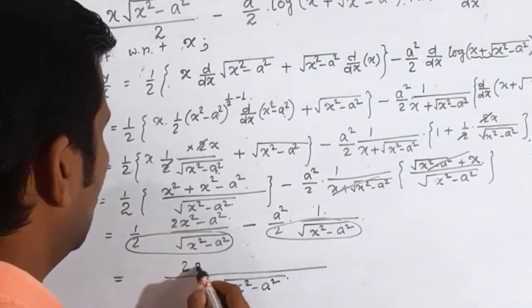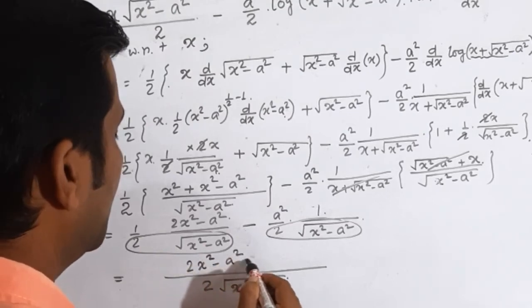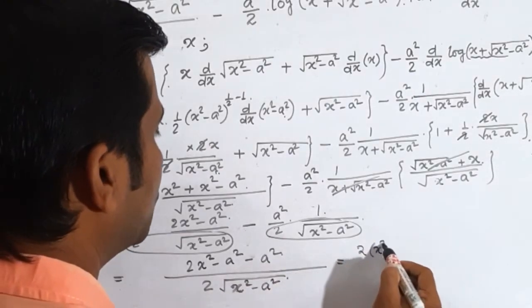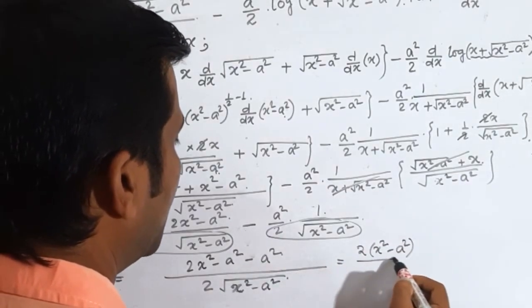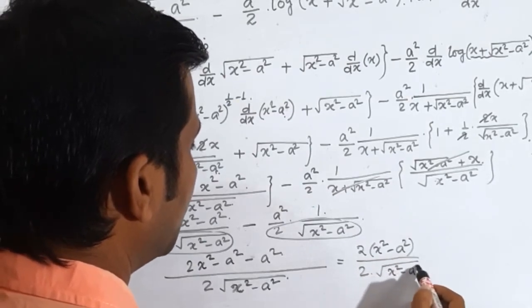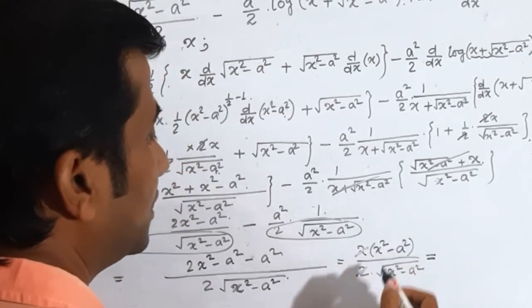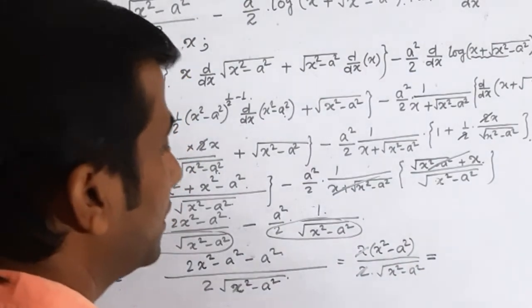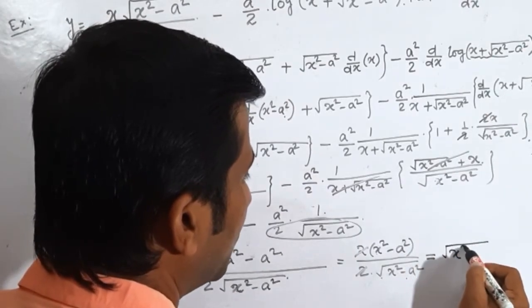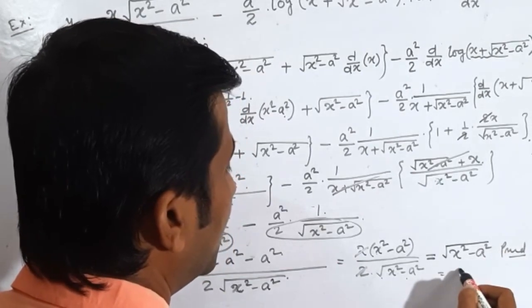and in the numerator x square minus a square minus a square. So what we get? 2 into x square minus a square by 2 into root over x square minus a square. Cancelling we get x square minus a square by root over x square minus a square, we get root over x square minus a square. Proved. This is the RHS.